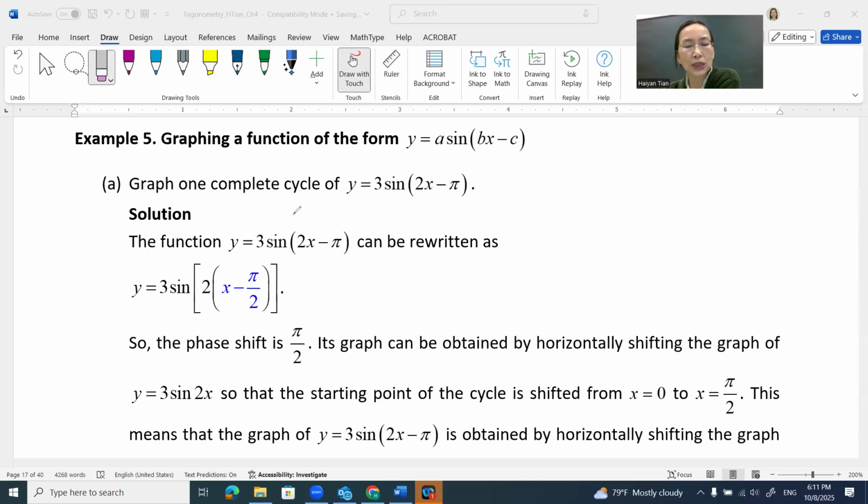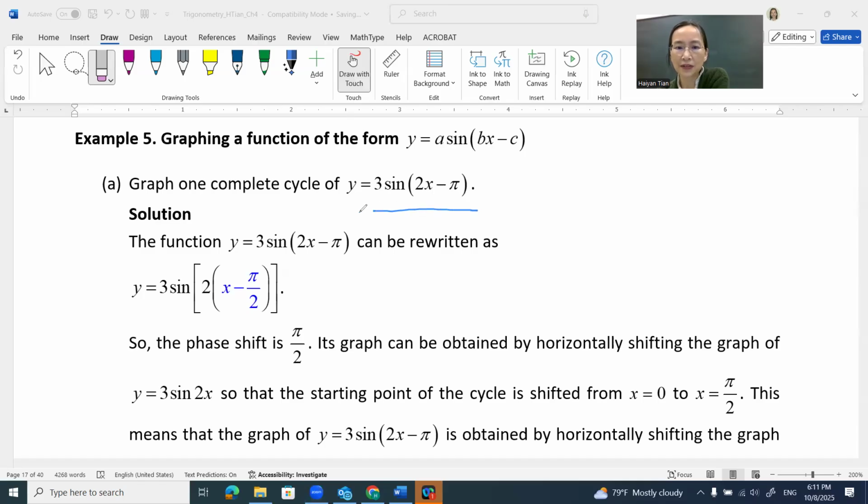So now how do we graph one complete cycle of this curve? Again, we can use the 5 key points. We use the 5 key points of the basic sine function, and then we can graph it. Also we can think of the transformation, or shifting, for example, translation.